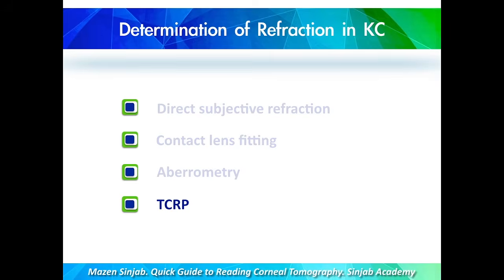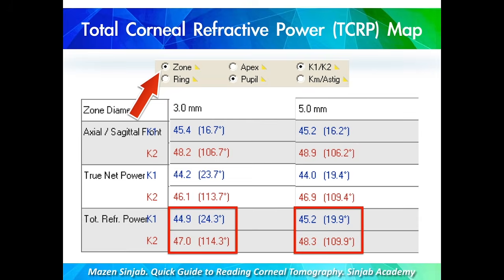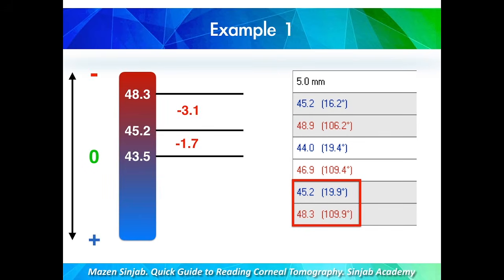Now, how to use the TCRP in determination of refraction in keratoconus? We use zone rather than ring, pupil center rather than the apex, and we have to study both K1 and K2, but we need to use the 5 mm zone rather than the 3 mm zone because it is more accurate in keratoconus. We use the same method and the same scale. We relate the two K readings to the scale.